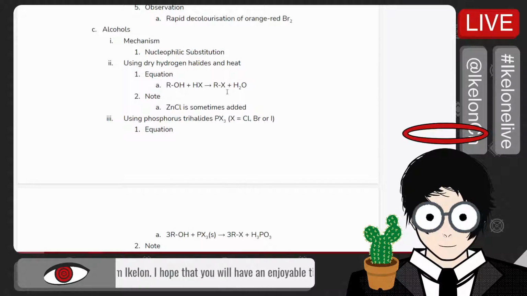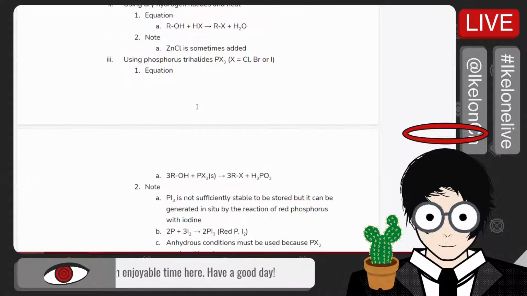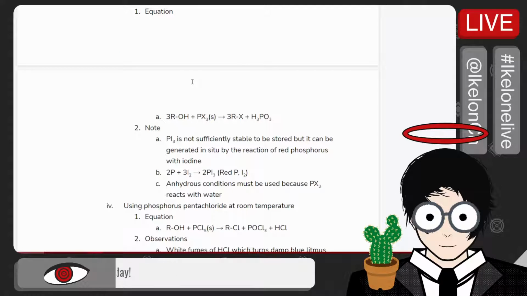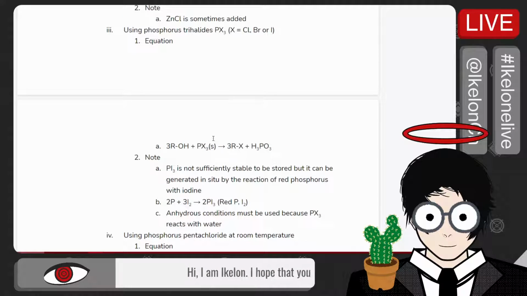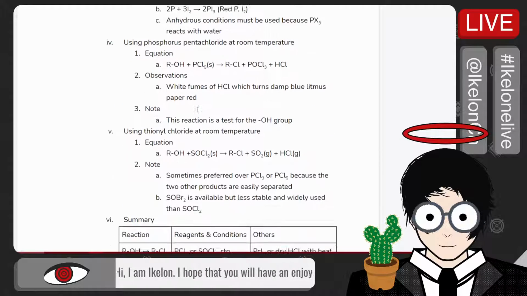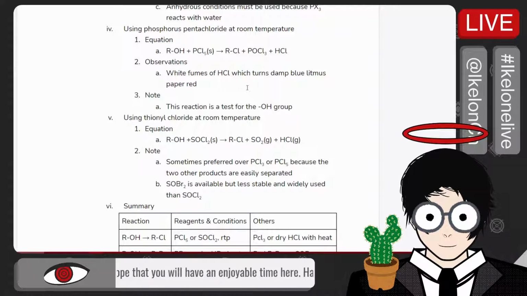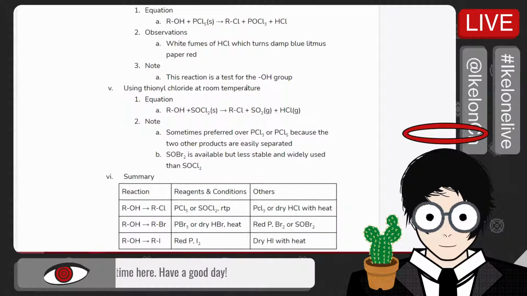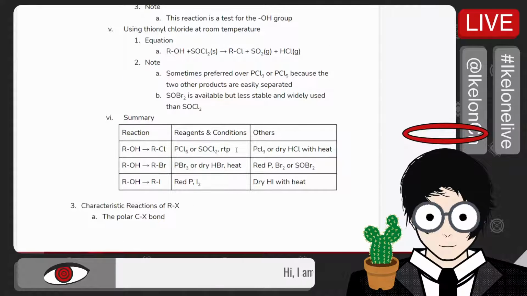Yeah, for the first equation, sometimes this is added as a catalyst. For the second equation, using phosphorus trihalide, these are the notes. Reagent conditions, there isn't much. For phosphorus pentachlorides, not much there either. Well, I guess you can read this by yourself. But anyway, this is a summary.